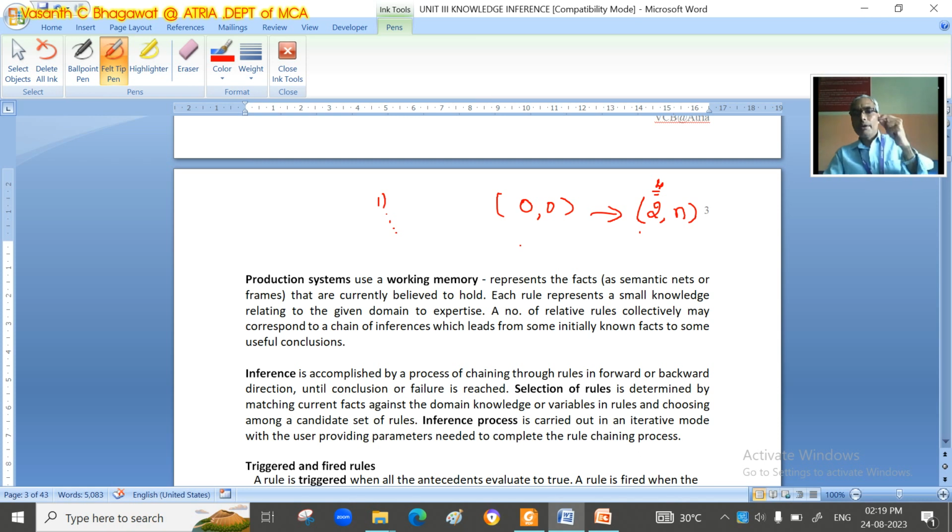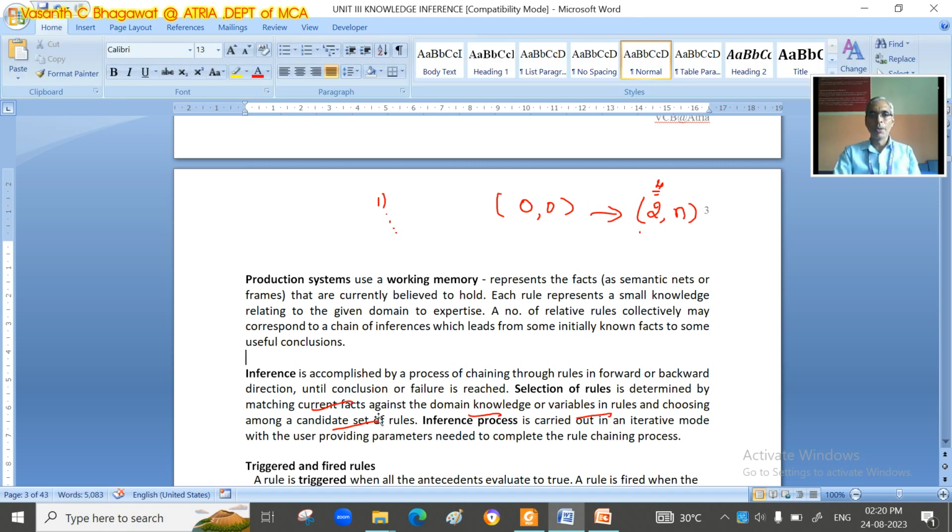Selection of a rule is determined by matching the current fact against the domain knowledge or variables in our rule and choosing the best candidate rule. You have your domain knowledge, or what we say, your knowledge base, and you have a set of rules. Now you match it. If you take the first rule, you match it with the current state. If the current state matches, then you select that rule and apply it. You keep on applying rules one by one, going from the initial state until you reach your goal.